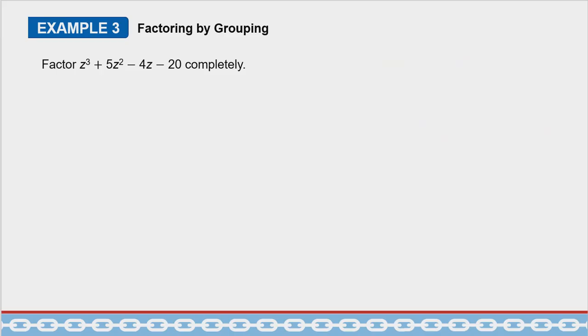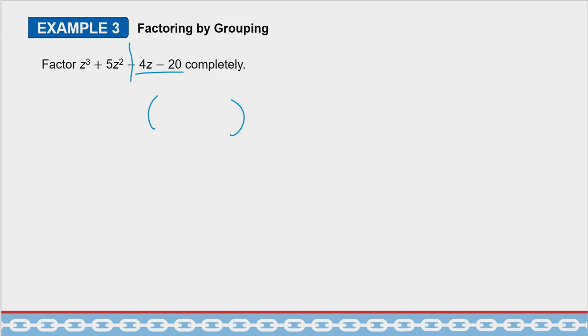Factor by grouping. We have z to the third plus 5z squared minus 4z plus 20. When we factor by grouping, we're going to split it in the middle. Okay? And I am going to factor this part over here.